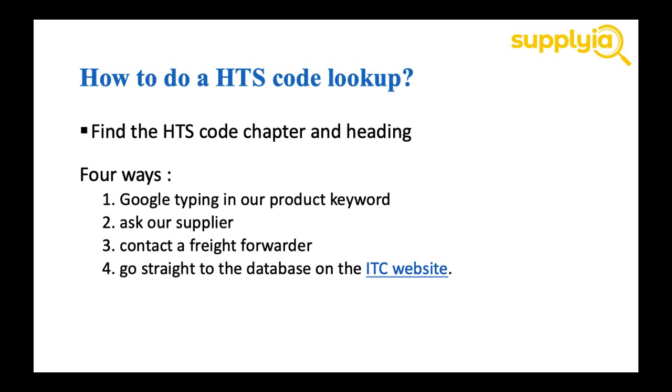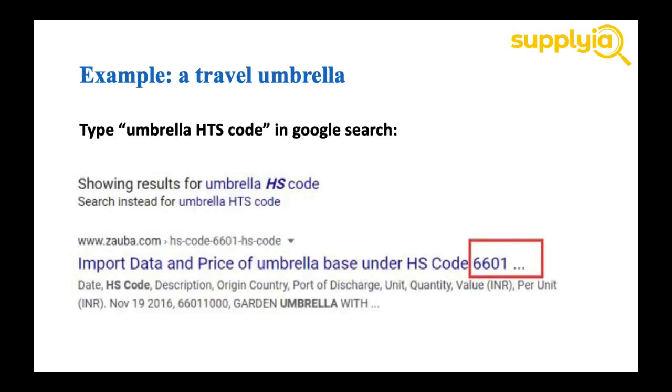I will show you an example next of how to do a search on Google and then validate our findings in the database on the US ITC website. Say I'm interested in finding the HTS code of a travel umbrella. Just type umbrella HTS code in the Google search. And as you can see here, the first result is showing an HS code of 6601.